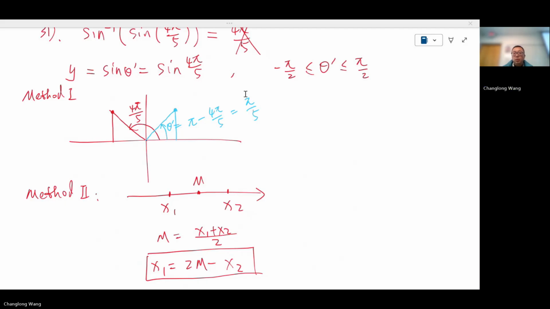So, well, the way I get pi over 5 is I realized that this big angle is 4 pi over 5, and I wanted to find a supplementary angle. So I subtract it from pi. Not always, and I'll show you in the next problem that it's not going to always be like this, subtracting it from pi.